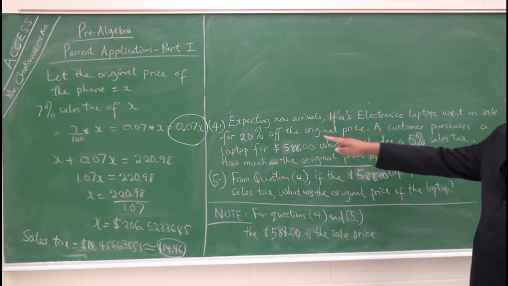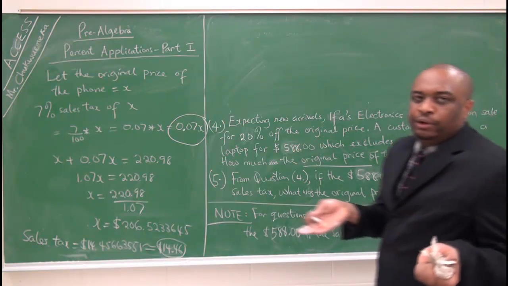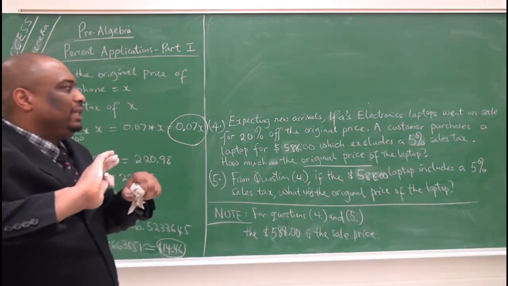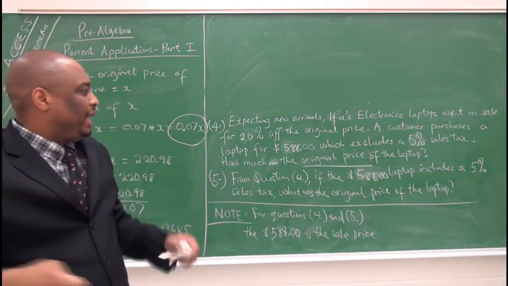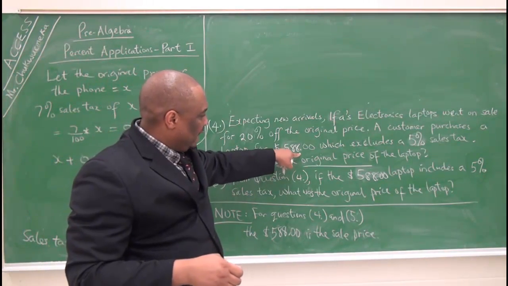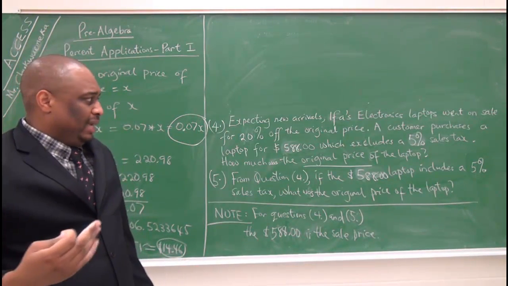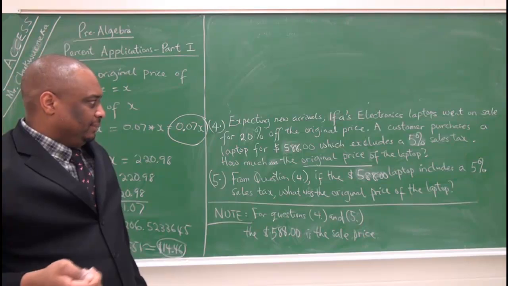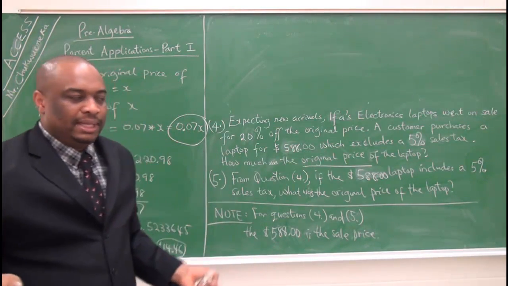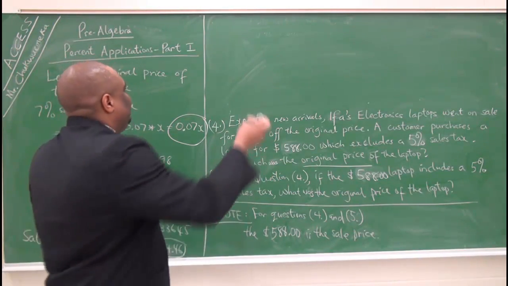The laptops were on sale for 20% off the original price. So we don't know the original price. Now, they have already done the 20% off, and the discounted price came to be $588, and this excludes a 5% sales tax. Okay, so we don't know the original price, so let it be X.